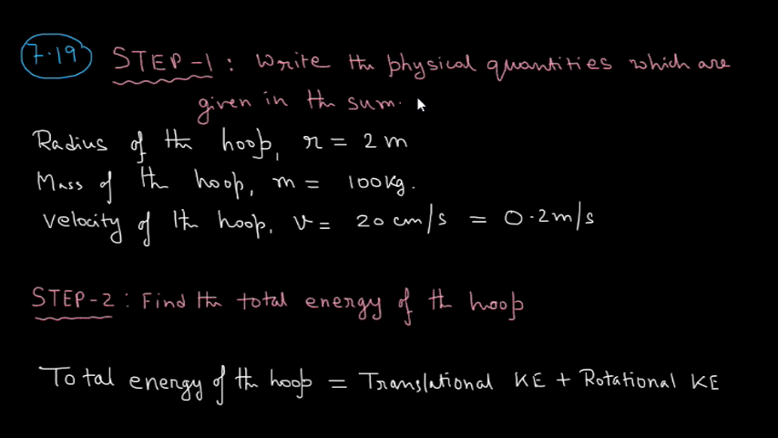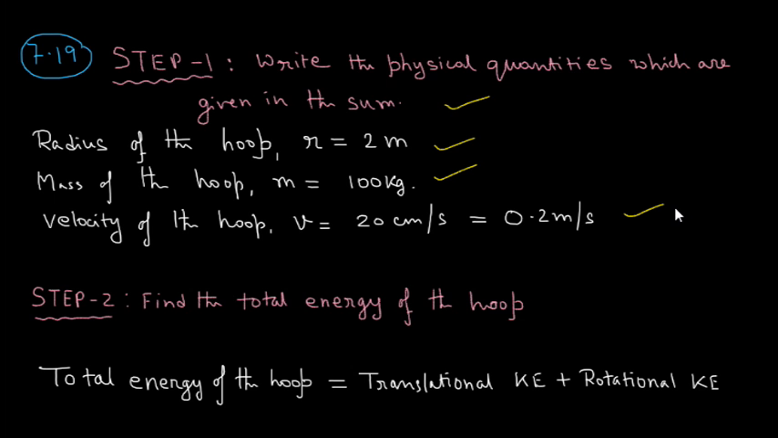Step 1, write the physical quantities which are given in the problem. So radius of the hoop is given 2 meter, mass of the hoop 100 kg, it is also given, velocity is given in centimeter per second, we convert into meter per second, that is 0.2 meter per second.